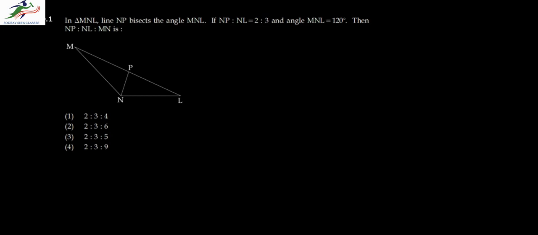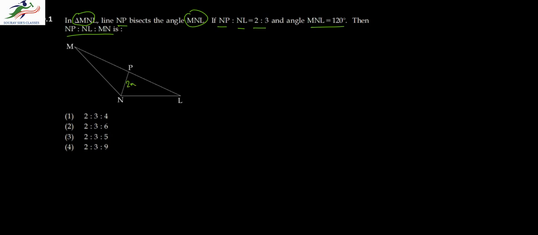Today we are going to discuss the 2019 IIFT paper. The first question says, in a triangle MNL, the line NP bisects the angle MNL. If NP is to NL is 2 is to 3 and angle MNL is 120, then find the ratio of NP, NL and MN.